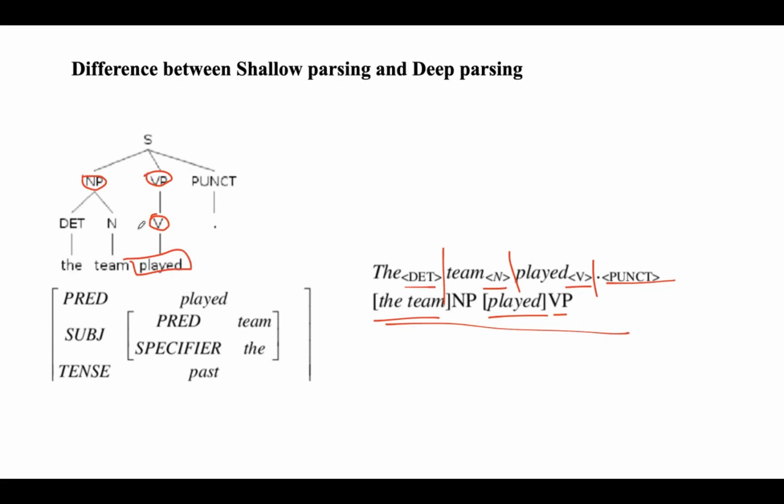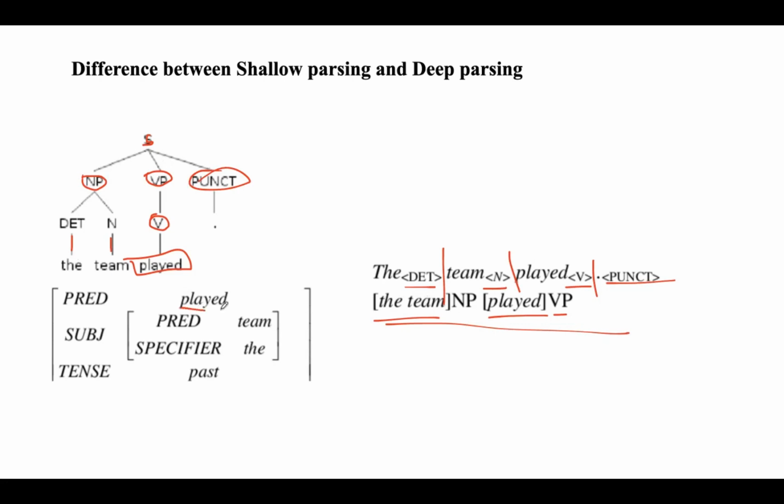So "the team played" is represented in the form of a parse tree. "The team" is nothing but a noun phrase. So first we take this: the is taken as a determiner and team is taken as a noun. This combination gives you a noun phrase. And played is a verb, so a verb alone is nothing but a verb phrase. And at the end we have punctuation. S indicates that it's the root, or the sentence.